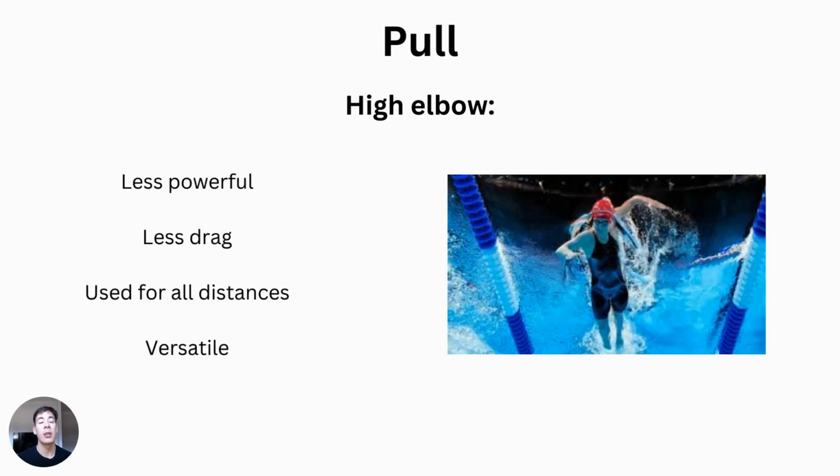So the other type of pull you can do is a high elbow pull, and I really recommend this for beginner swimmers. Despite being less powerful, there's so much less drag when using this type of stroke, and it can be used for all distances, and it's really versatile. You can even sprint with this one if you want.